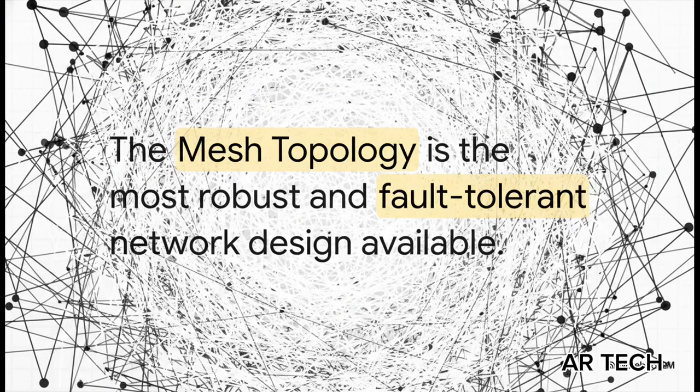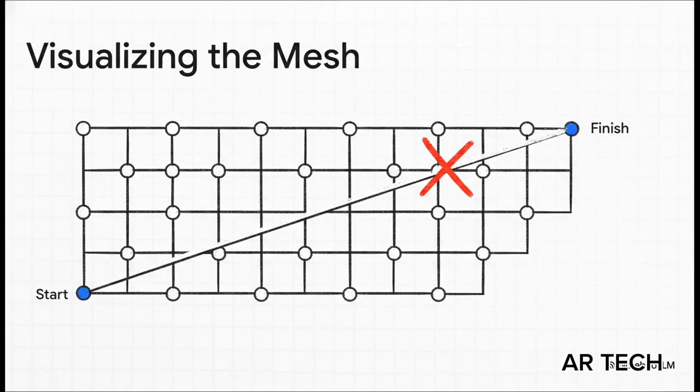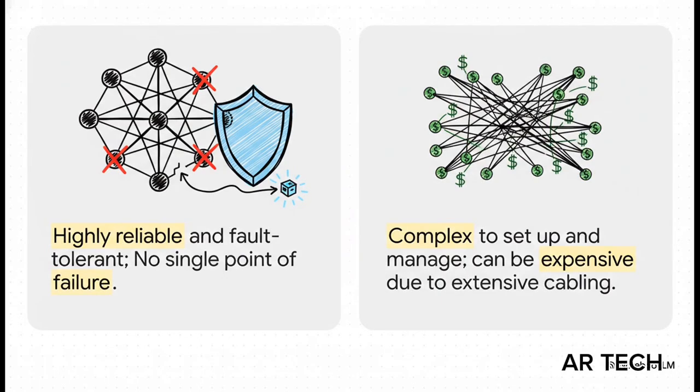This is the design for networks that absolutely, positively cannot go down. Ever. The easiest way to get this is to picture a dense city street grid. Instead of one main road or one central hub, you've got a ton of interconnected streets. Every intersection is a device, and it's connected to several others. So if one road is blocked for construction, your data just says, no problem, and instantly finds another way to get where it's going. This built-in redundancy is what makes it so incredibly reliable. It literally heals itself. So what's the catch?